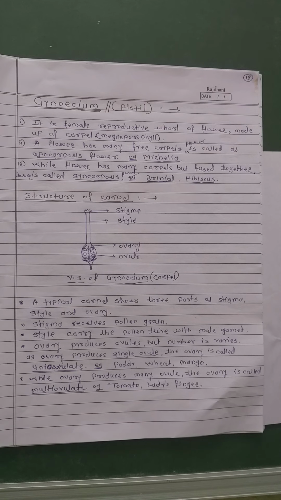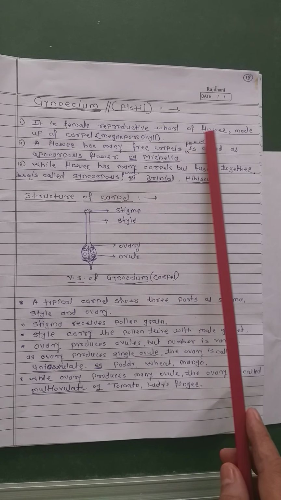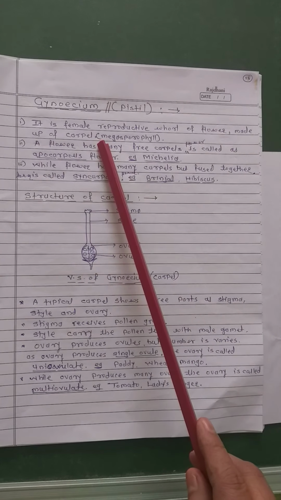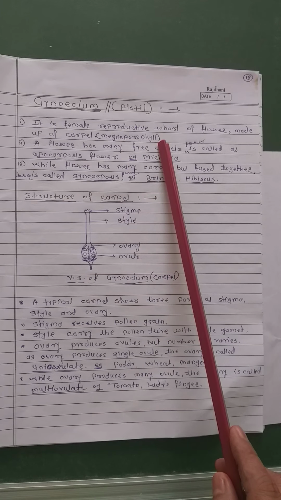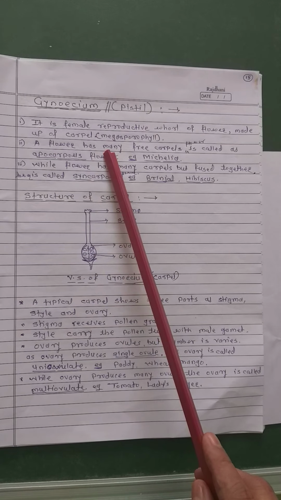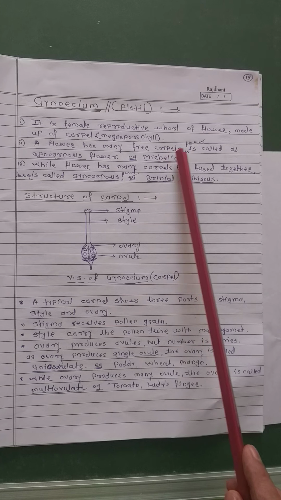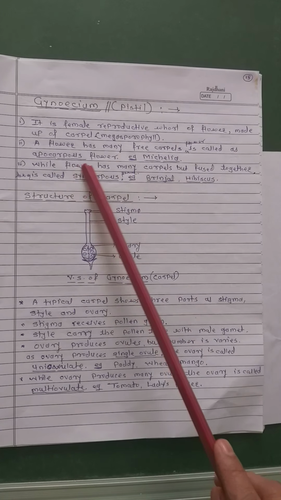It is also called the pistil. It is the innermost whorl of the flower as well as the female reproductive whorl of the flower, made up of carpels, also called megasporophylls. When a flower has many carpels that are free, the flower is called an apocarpous flower.